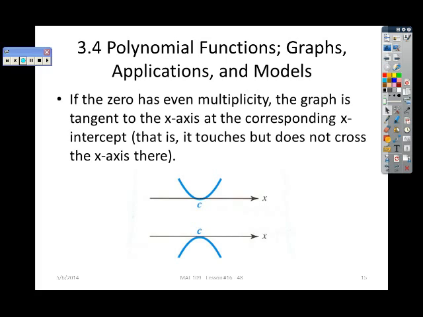If you have a zero of even multiplicity, then it doesn't actually cross the axis. At that point, at that zero, it's tangent to the axis. It's either tangent below or tangent above. So zeros of even multiplicity higher than 1 are tangent.